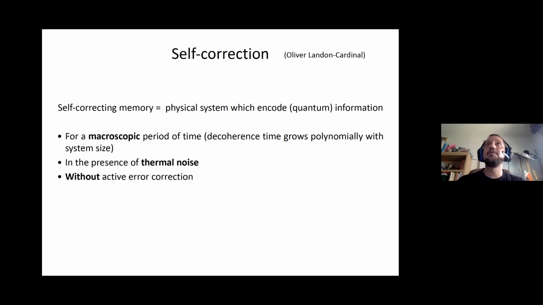Okay, so in order to talk about self-correction, I'm going to follow a very nice explanation due to Oliver Lano Cardinal. I think probably the best definition of what a self-correcting memory should be is a physical system which encodes quantum information, but with 3 properties. First, it should store it for a macroscopic period of time. This means that the lifetime of the memory should increase with the system size, and I added that it should do so polynomially at least. The study is done in the presence of thermal noise. And the important thing, and that's why we call it self-correcting, is that it should be without active error correction. So it's just a passive thing. The memory should be able to act as a memory without any action on it.